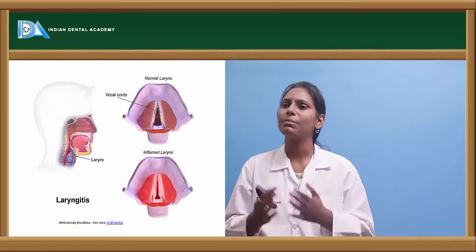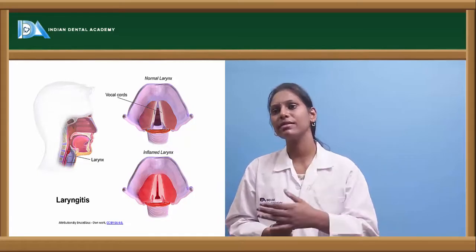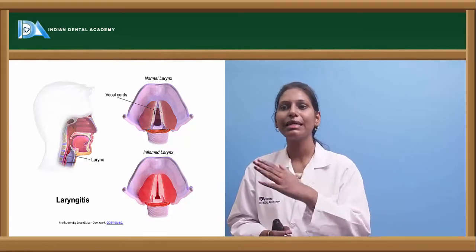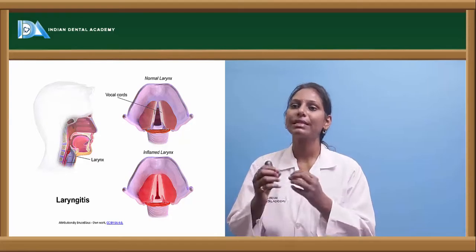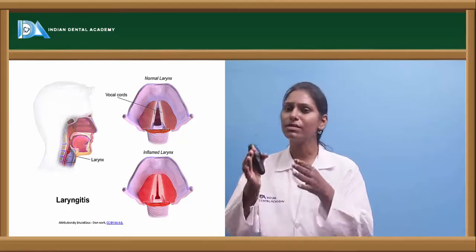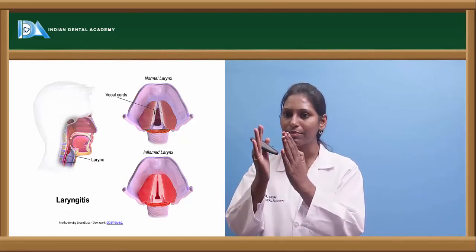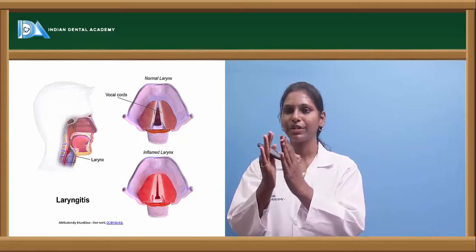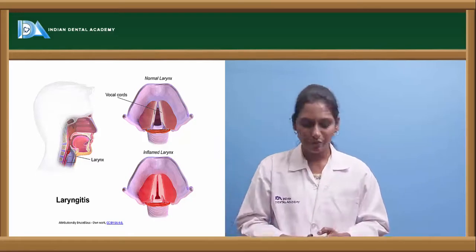Okay, and this is a picture showing a normal larynx. Then we have the vocal cords there. If you see the inflamed larynx, we could see congestion and edema, and also the vocal cords have collapsed. They came nearer in the next picture, that is in the case of laryngitis.